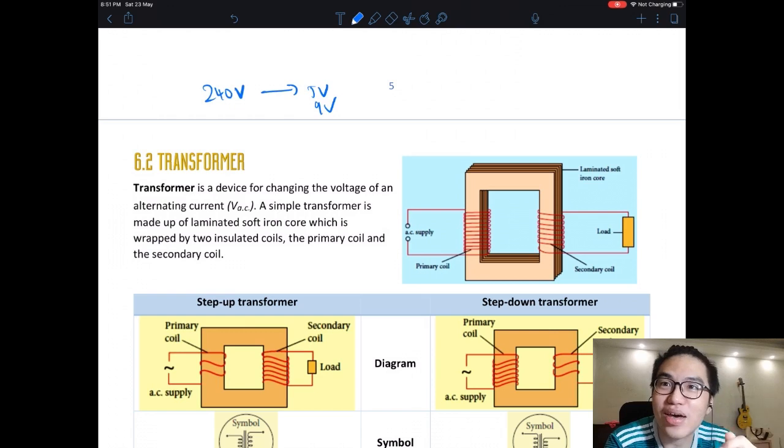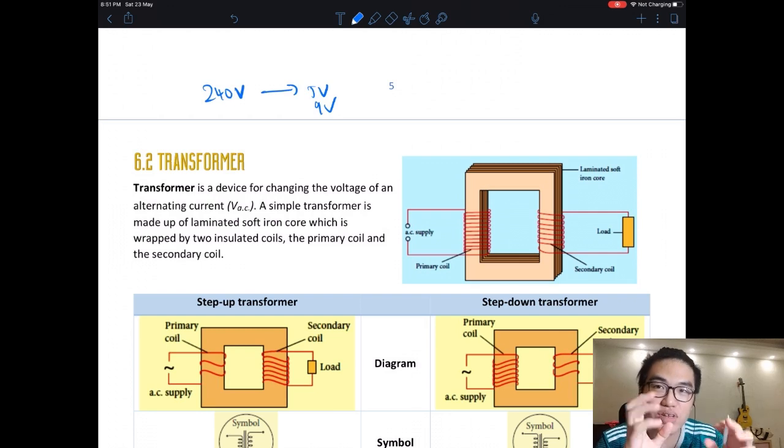Oh sir, I hope I can put 240, it can charge faster. No, it doesn't work this way. Your phone is gonna explode. Your wall outlet is strong enough to kill you. So to convert this 240 to 5, we use something called a transformer.